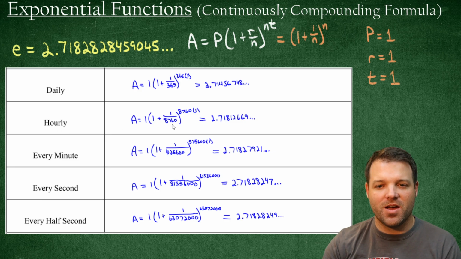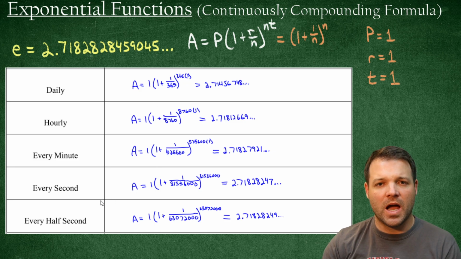Hourly, there are 8,760 hours in 1 year, 2.718. Every minute, 525,600 minutes in a year. We're getting closer. Every second, 31,536,000 seconds in 1 year, and even every half second, well, you can double that. So you can see if we're compounding down to the half second, applying that rate, then we're getting 2.71828, and we're getting really, really, really close to this.